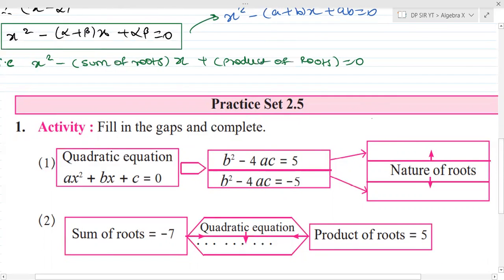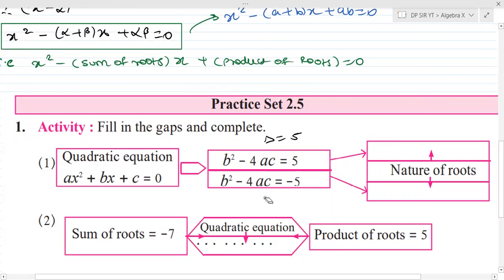Okay. So before I start with this, there are a few points which I want you all to remember, that I will tell you at the end of the session. So b square minus 4ac is equal to 5 means the value of your delta is equal to 5. Here the value of delta is equal to minus 5.